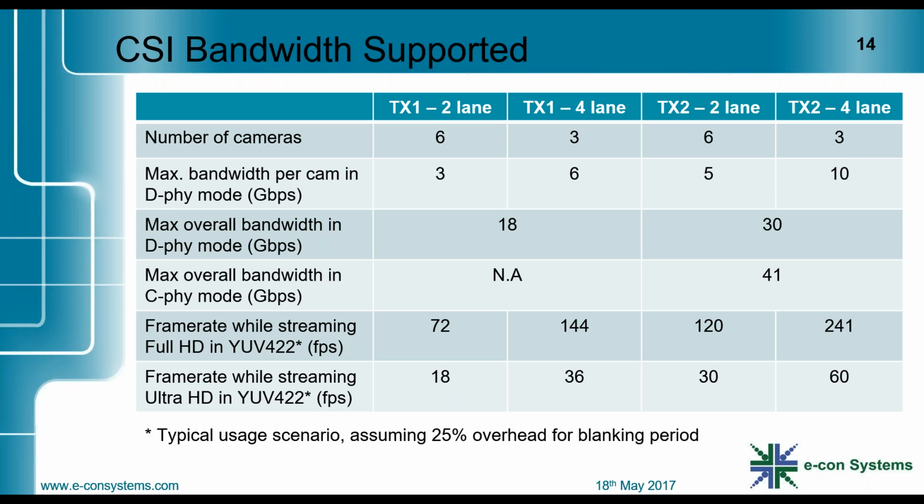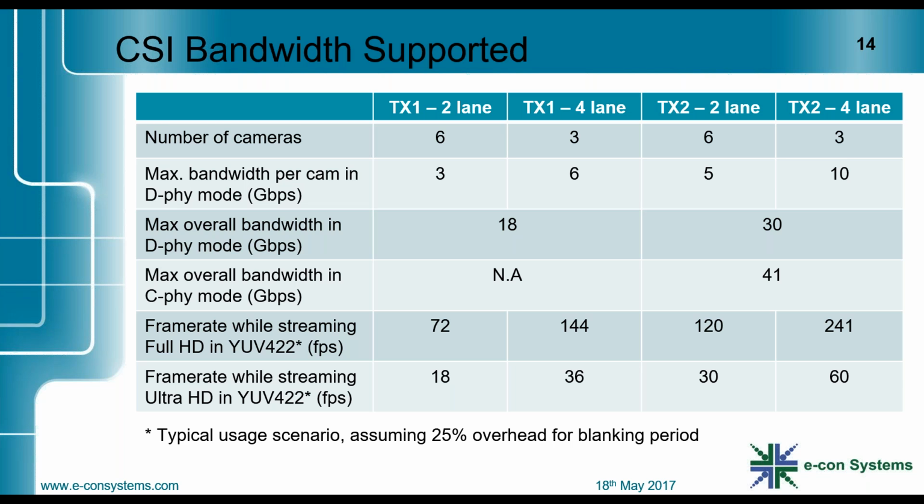So according to the NVIDIA spec sheet, the maximum bandwidth that can be supported in the TX1 while using the D5 mode is 18 Gbps, whereas in the TX2, which uses a better D5, a more MIPI compliant chip, the bandwidth that is supported is 30 Gbps. And the TX2 also supports C5 mode of operation, which supports up to 41 Gbps.